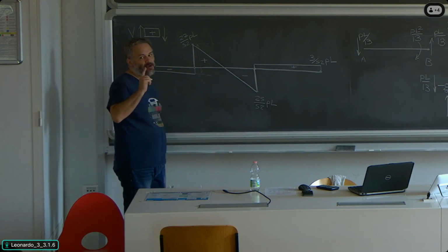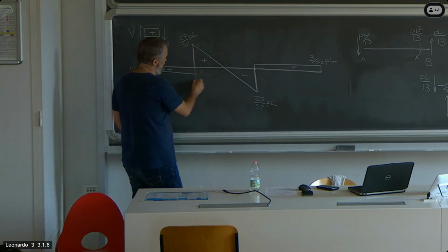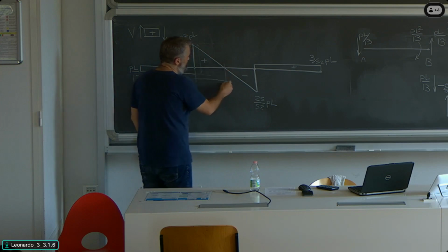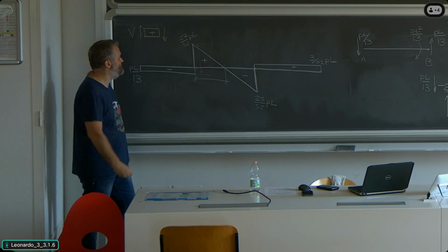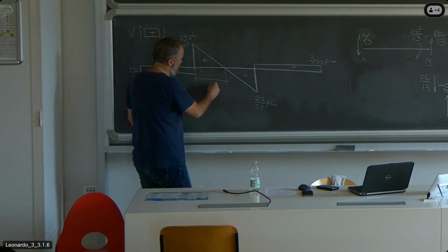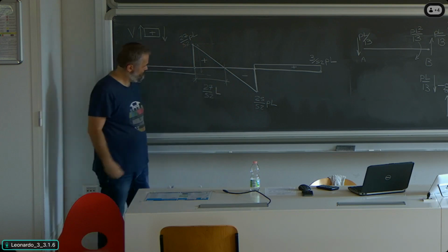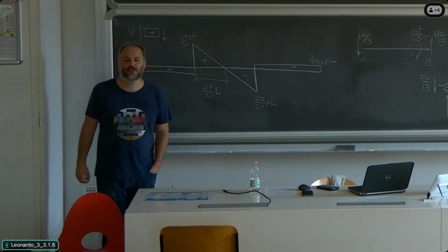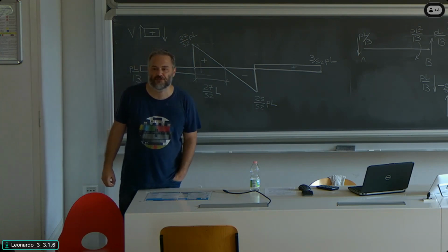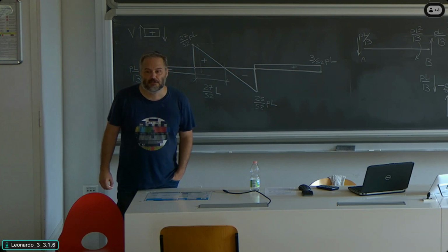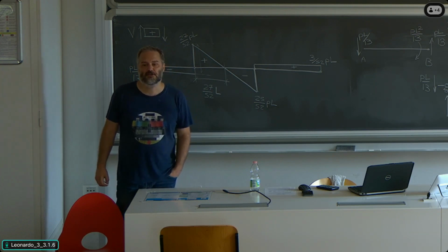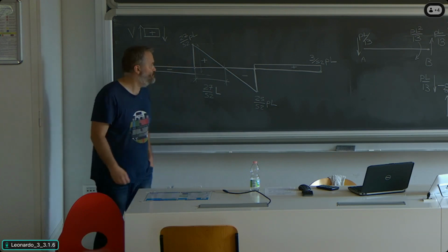Notably, and this is something we have to bear in mind, there is a 0 point of the shear force at what distance from the first end? 27 over 52 L. Why do we need to look at this point of 0 shear force? Because where the shear force is 0, the bending moment is going to attain a maximum value.